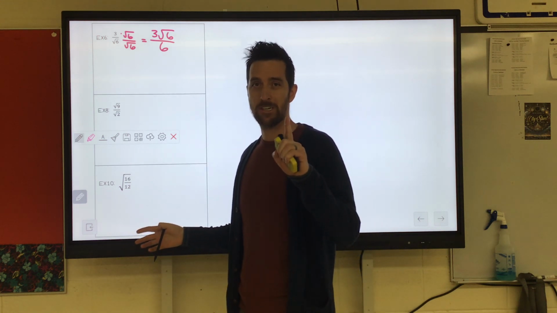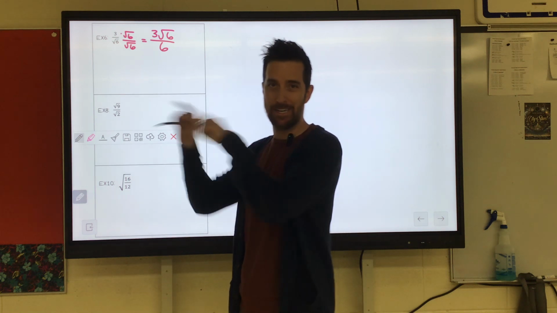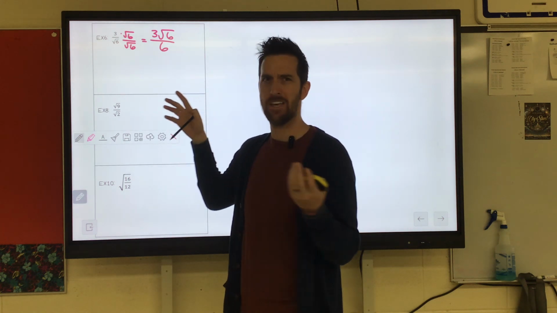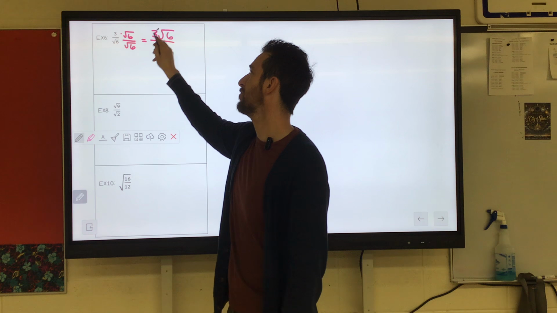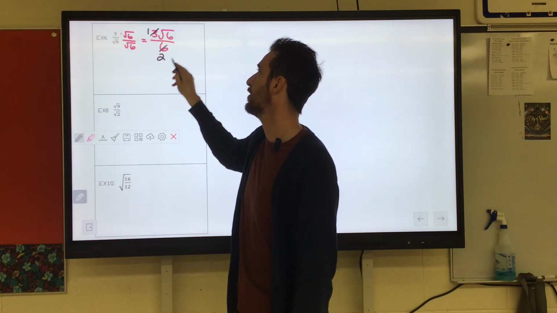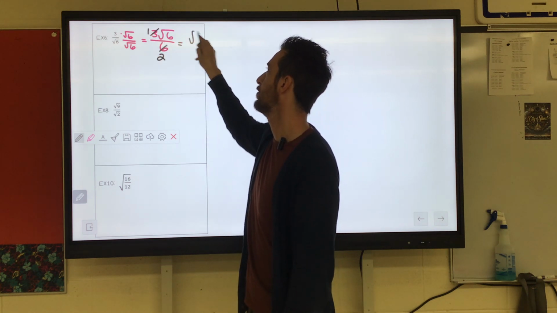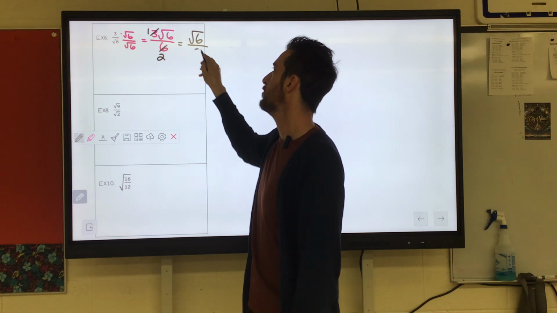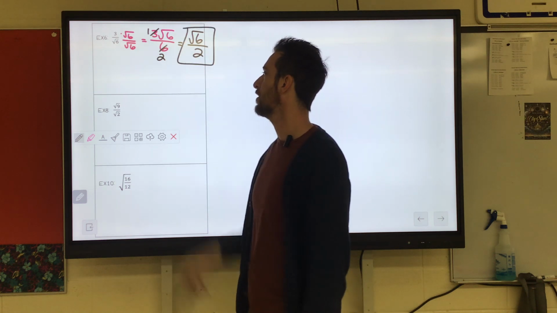There's one other thing to check for. Can you simplify the stuff outside the radicals? The 3 over 6. Yeah. 3 goes into 3 once, 3 goes into 6 twice. So it's 1 root 6 over 2. Great. Hooray.